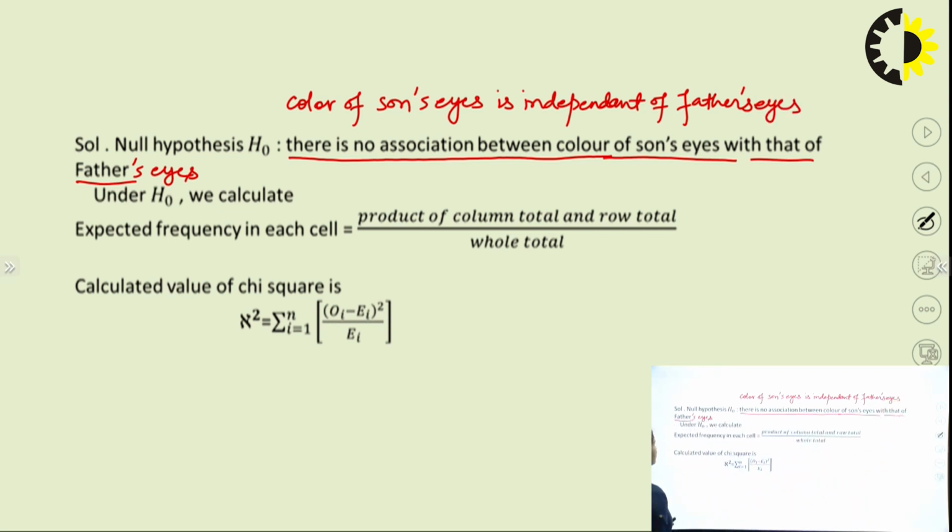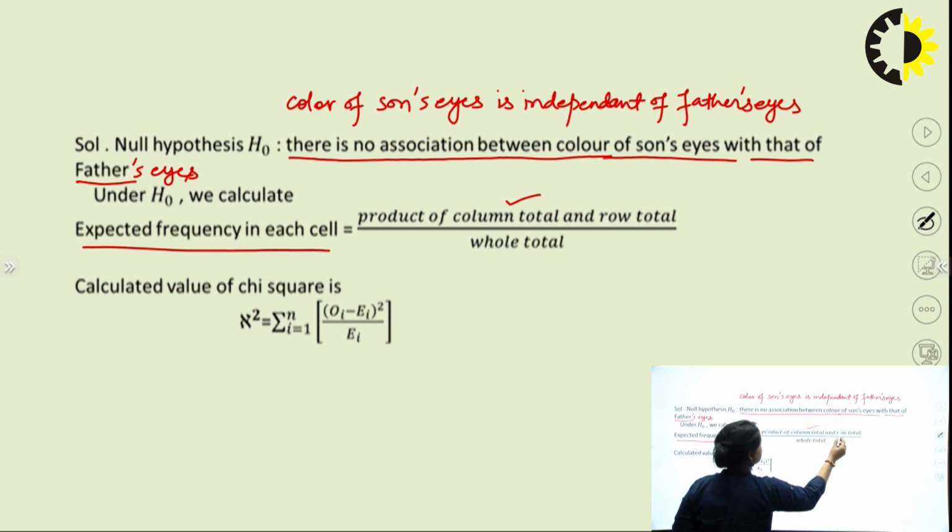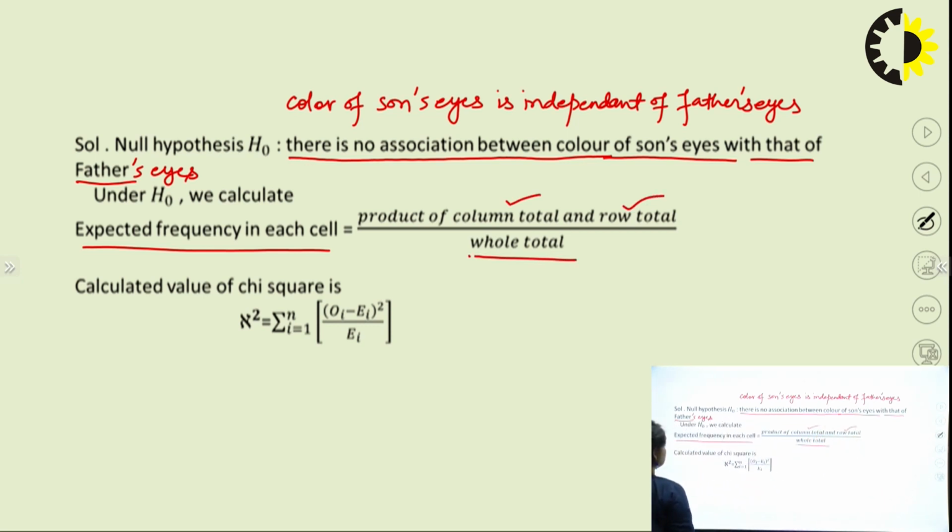So for H0, we first calculate EI in each cell with the formula column total into row total divided by grand total. And then we will calculate chi-square by the formula chi-square equal to sigma i equal to 1 to n, OI minus EI whole square divided by EI. So what we need? We need EI first of all.